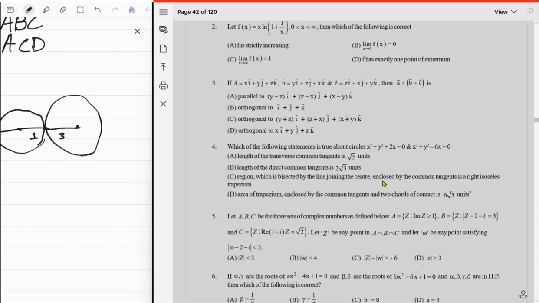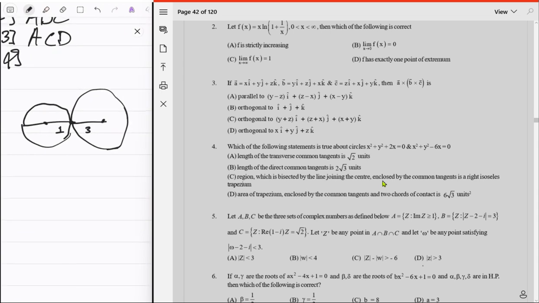Okay, what does it say? Length of transverse common tangent. Which one is the transverse common tangent? It isn't there. Both are passing through 0,0. These are touching, so there is no transverse common tangent. There is a direct common tangent though, like two direct common tangents. You have to figure out those lengths. We'll have to do that. So right, this is, oh god, I hate this.